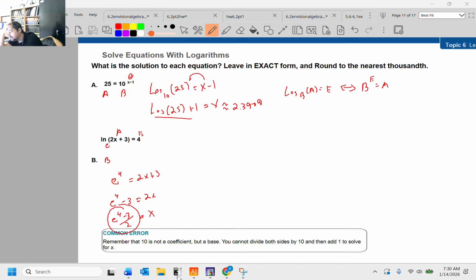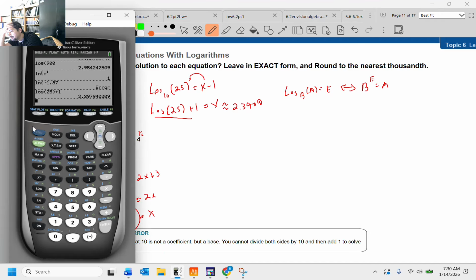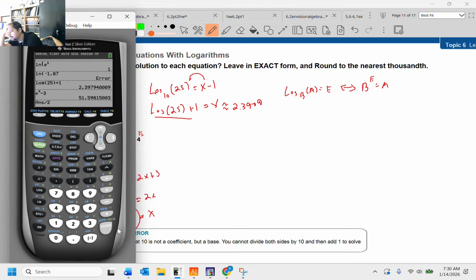If you want to know what she is as a decimal, again, you go to your TI-84, and you push some buttons. Second ln will bring up e. To the 4th power, and then minus 3. I'm going to do it in 2 steps because I don't want to bring up the fraction function, and then divide it by 2. And we get about 25.7991.